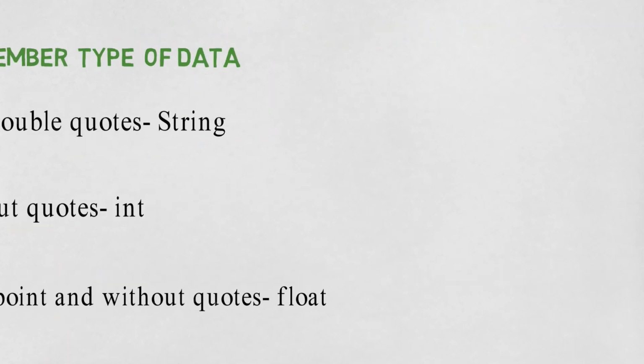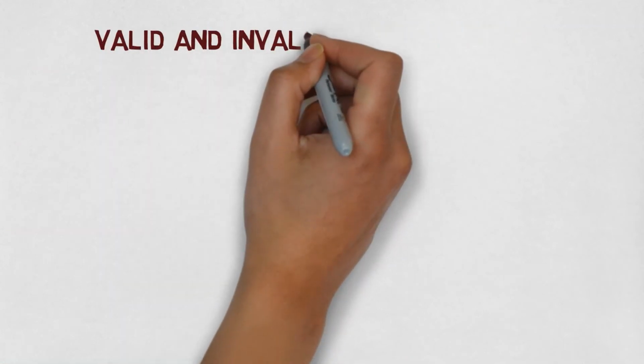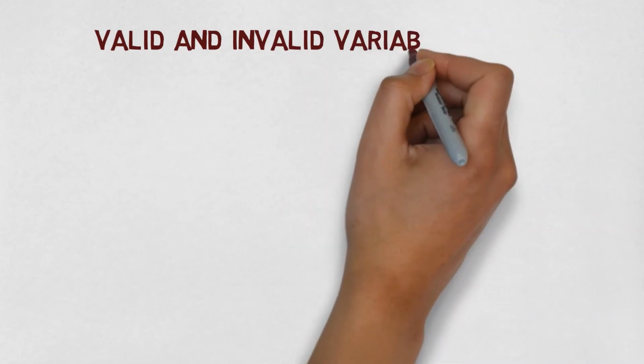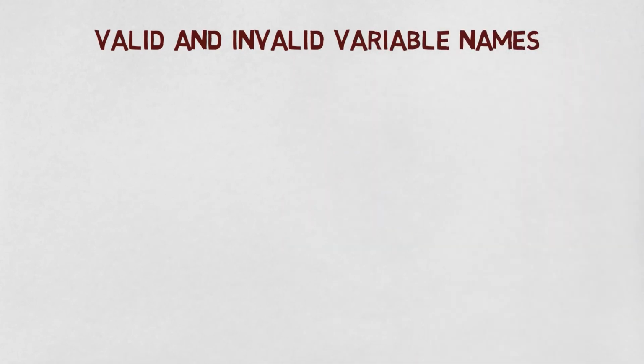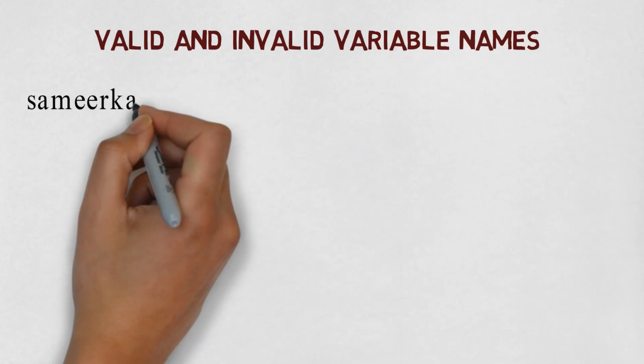Now let us do one simple exercise. We are going to identify valid and invalid variable names among the list that I am going to show right now. So get ready and observe the names carefully, and depending on the rules that we had stated earlier, try to understand which ones could be valid. Okay, so let us start.